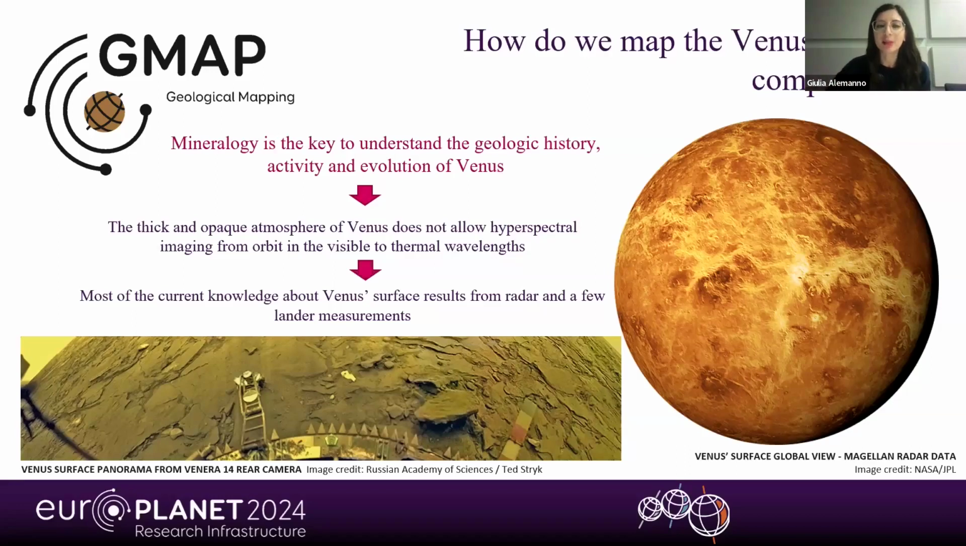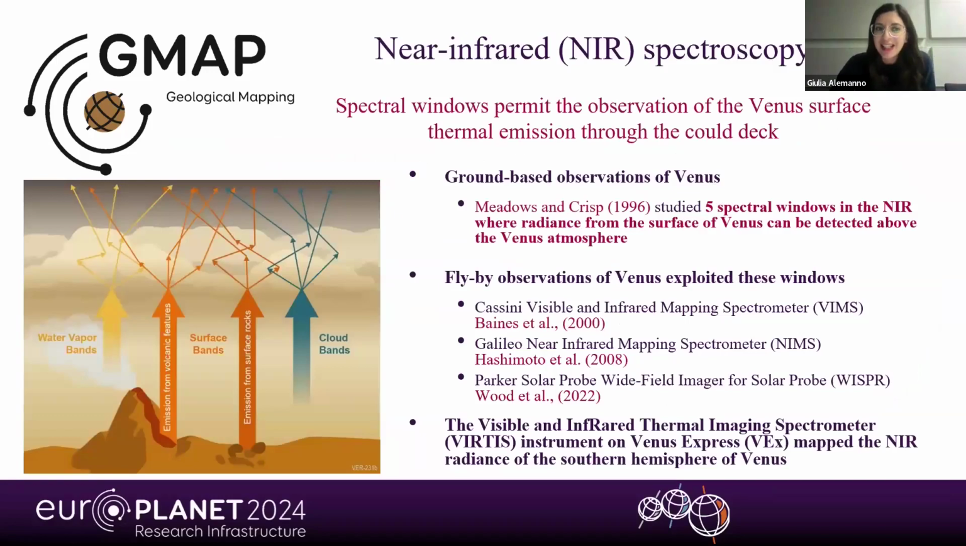So the result is that most of the current knowledge that we have about the Venus surface comes from the radar data and from lander measurements, but we also have the VIRTIS data, and we will talk about that, and we will work on the VIRTIS data later today. But first, let's see how near-infrared spectroscopy works for Venus. It has been observed that not all of the atmosphere is totally opaque, but there are some so-called spectral windows where the signal coming from the surface of Venus can be detected.